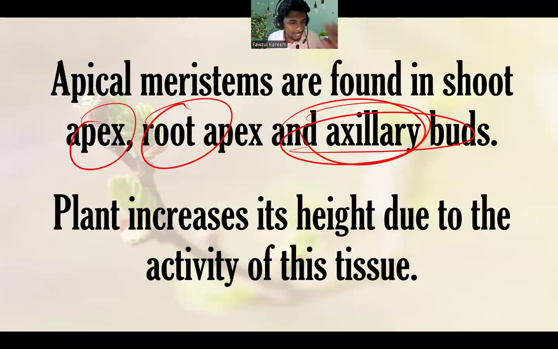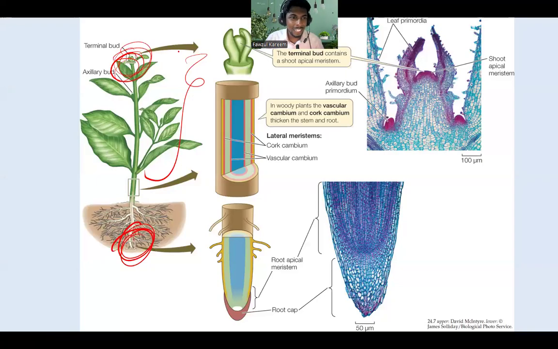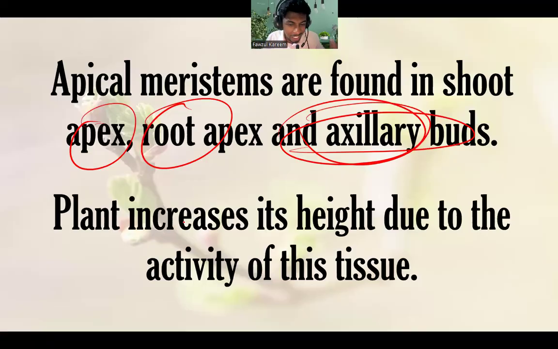Then what is the function of these apical meristems? To increase the size of the plant, to increase the height of the plant. Yes. The shoot apex will produce new cells, and the height of the plant will increase. And at the root apex, at the root tip, we have the meristem, so they will increase the length of the root. So the main function of the apical meristem is to increase the height.